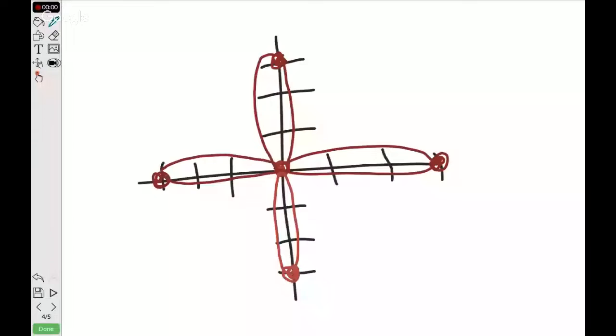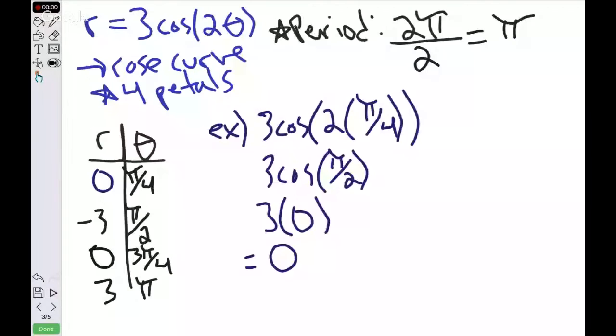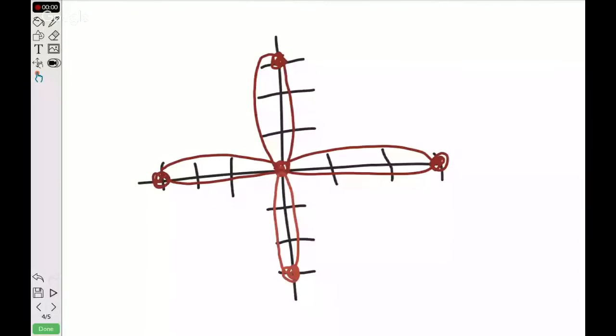So again, notice how I have the symmetry here. In addition to that, I have cosine. Cosine will always have at least 1 petal, in this case 2, on the x-axis. By the way, that is not true for sine. A sine rose curve will not necessarily have a petal on the y-axis. That's just a pattern that you'll notice for cosine.